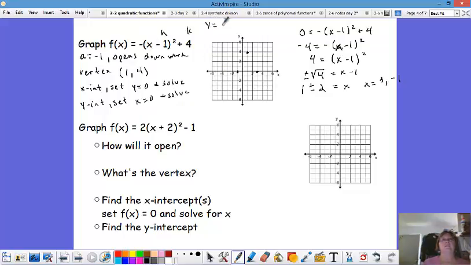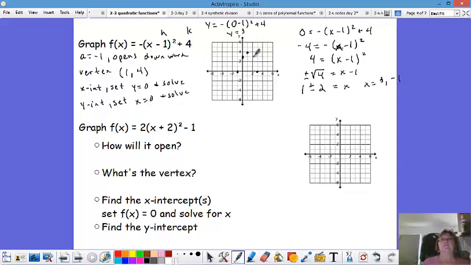Y will equal the opposite of (0 minus 1) squared plus 4. And as far as doing the work, 0 minus 1 is -1. -1 squared is 1, but we want the opposite of that. So -1 plus 4, y will equal 3, or this one will cross the y-axis at 3.